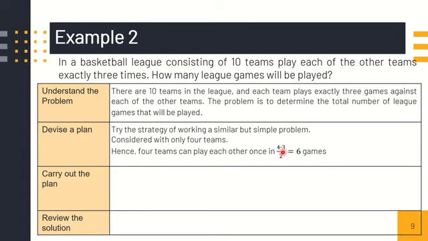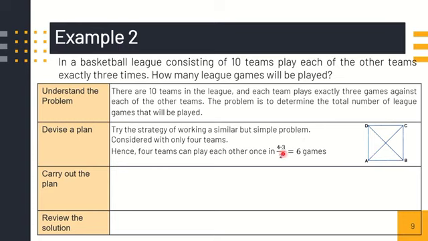However, so we have a representation here. However, the diagram shows only 6 line segments. It appears that our procedure has counted each game twice. For instance, when Team A plays Team B, so ito yon, Team B also plays Team A. So isang game lang yon. Okay? To produce the correct result, we must divide our previous result.